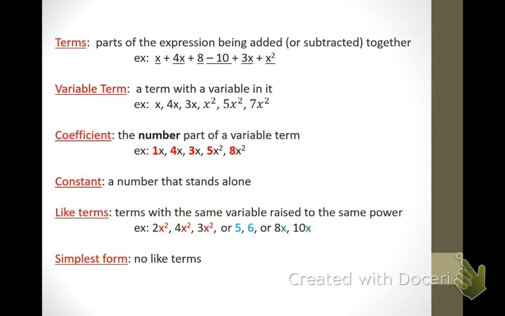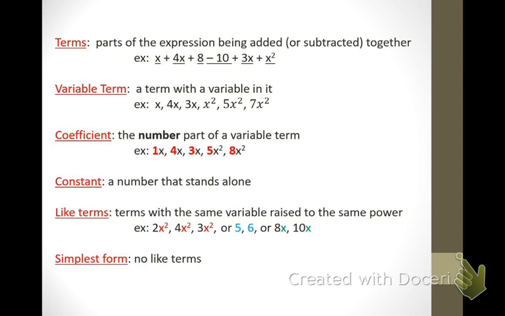For example, I've given you some here: an x, a 4x, an 8, a negative 10, a 3x, and an x squared. Okay, so all of those are examples of terms because they're things that we might see in math that we could add or we could subtract together.